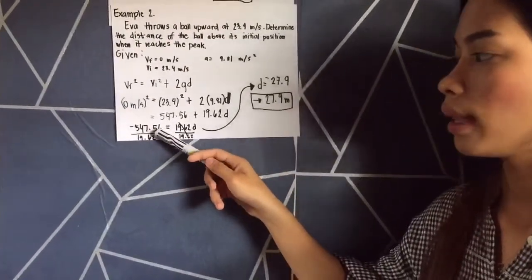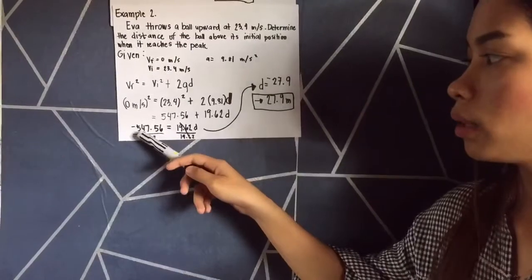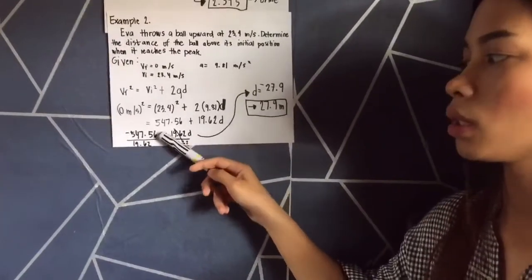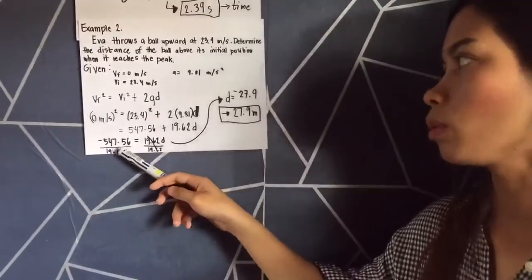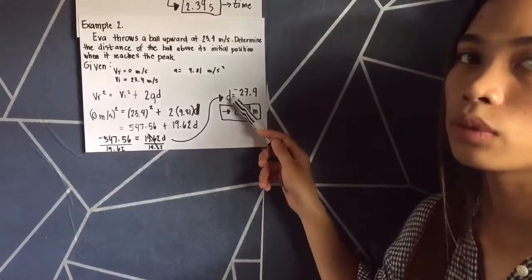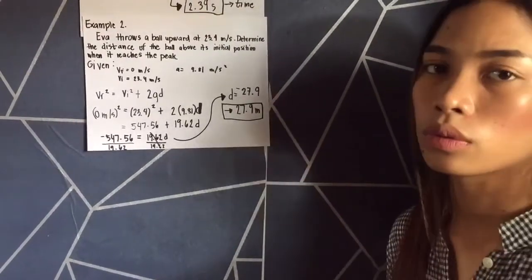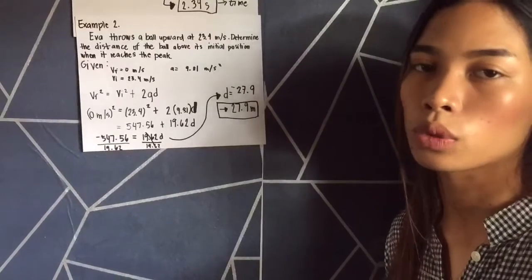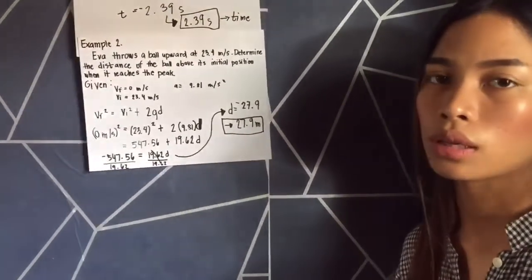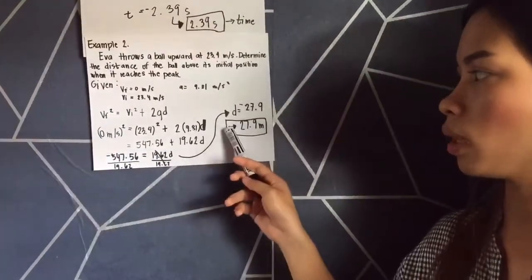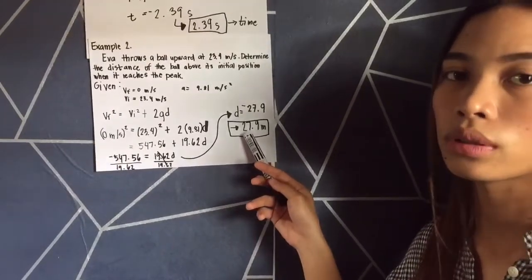So let us do the math. 547.56 divided by 19.62, we get the answer of negative 27.9. Since distance cannot be negative, we need to change the negative sign into a positive one. So we have the answer of 27.9 meters.